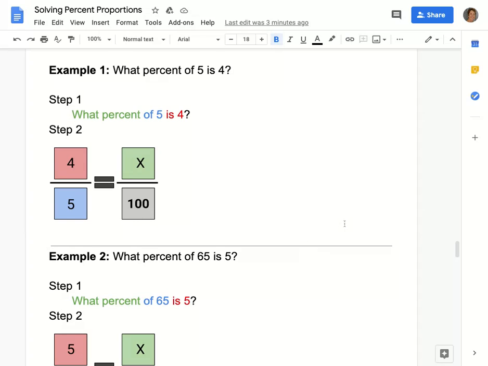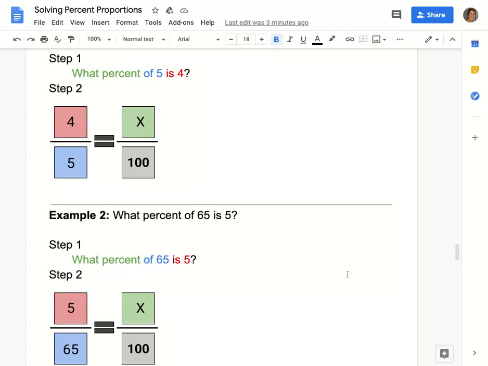Example 2, the same thing. What percent of 65 is 5? So step 1, we identified the part, the whole, and the percent. And step 2, we just put those pieces in the boxes here, where it's two fractions that are equivalent to each other. So we have 5 over 65 equals X over 100.